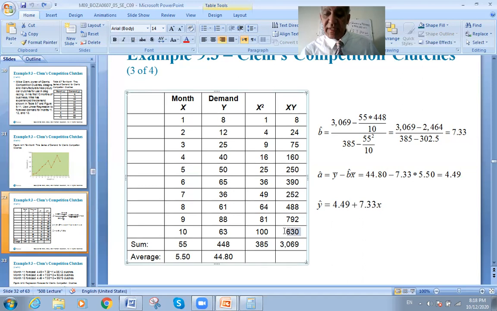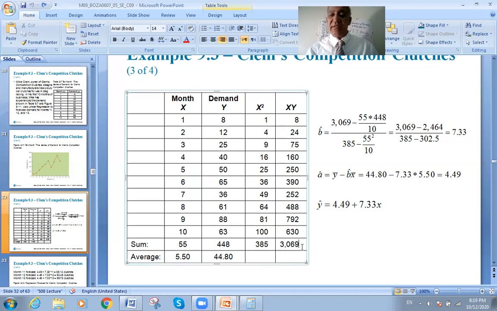10 months. Then you will add them together, like you did exactly in the previous one. 8 plus 24 is 32, plus 75, plus 160, plus 250, with the calculator, plus 390, plus 252, plus 488, plus 792, plus 630. That will give you this number, which is 3069.